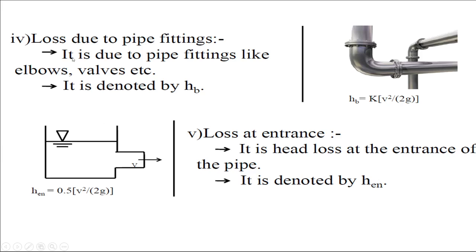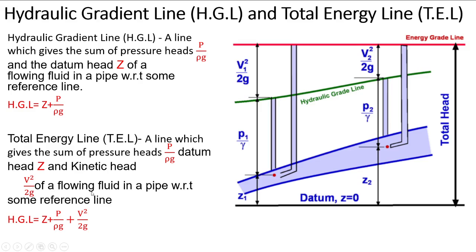Next is loss due to the pipe fittings. It is due to pipe fittings like elbows and valves, etc. It is denoted by hp and the equation is capital K times V square by 2g. The last one is the loss at the entrance. It is the head loss at the entrance of the pipe and it is denoted by h suffix en. The equation is 0.5 V square by 2g.